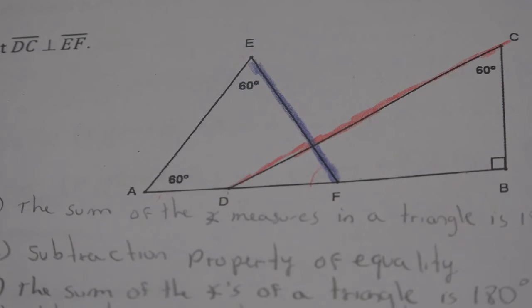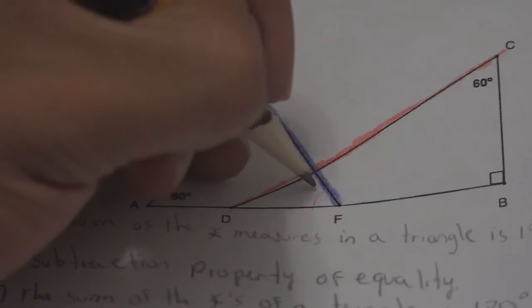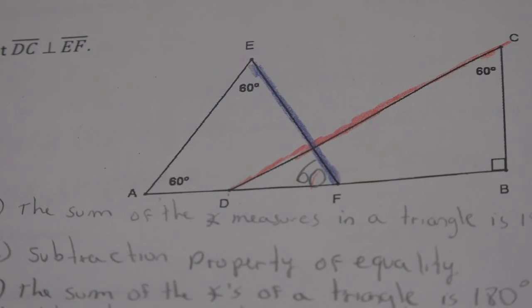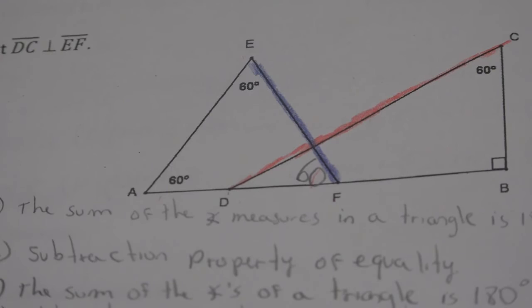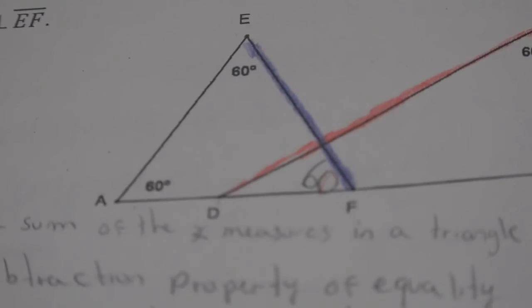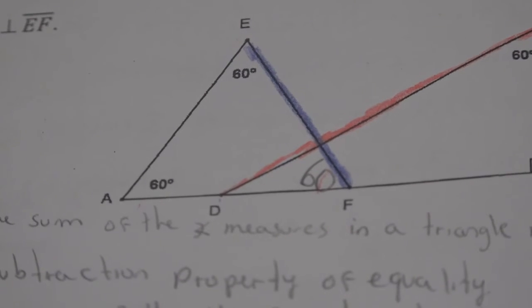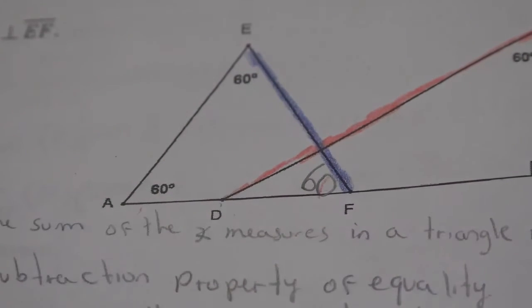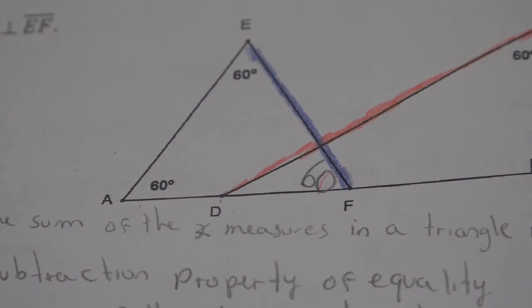Yes? What else do we know? That EFA is 60 degrees. We know that this is 60 degrees. How is that possible? Oh, sorry. If this is 60 and this is 60, then this has to be 60. It's an equilateral triangle.